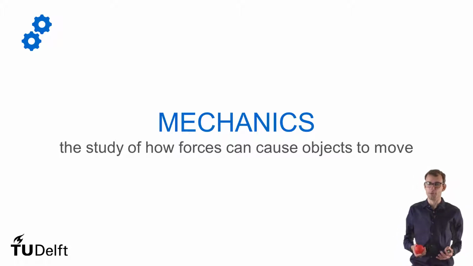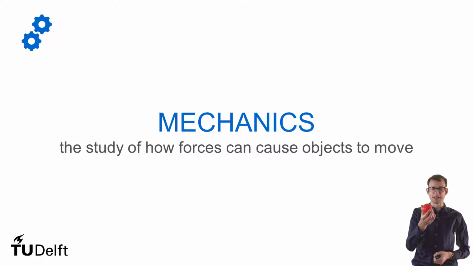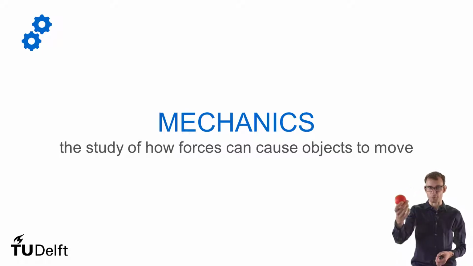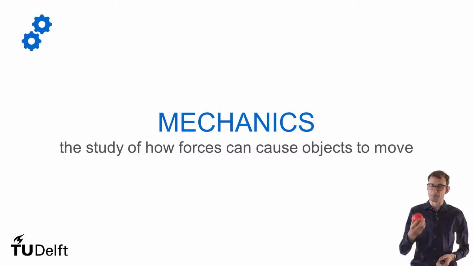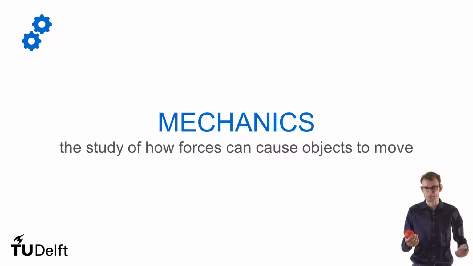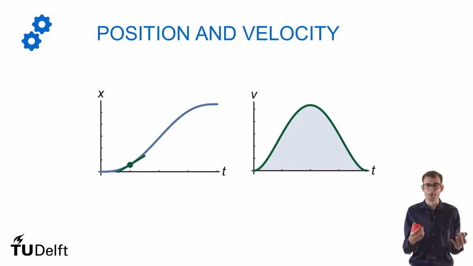What do we mean by move? Well, if the ball would just be staying at one point in space, it would be a rather boring study. So moving means moving through space, which means that your position is going to change. The rate at which your position changes is known as the velocity. If I plot the position as a function of time, I have some graph, and the velocity is how quickly this changes. Mathematically speaking, that's the derivative of the position.